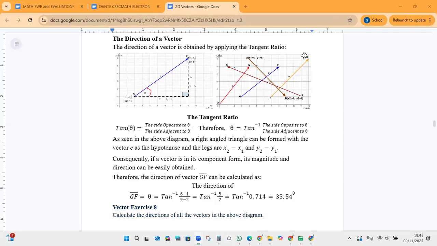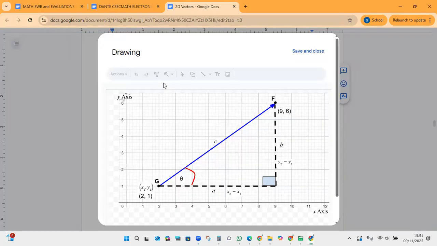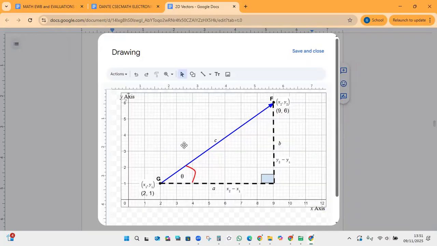In this presentation, we are going to discuss the direction of a vector, in what direction it is heading. The direction of a vector is obtained by applying the tangent ratio. So basically what you are doing is calculating the angle, with reference to the horizontal, the x-axis, in which the vector is pointing.